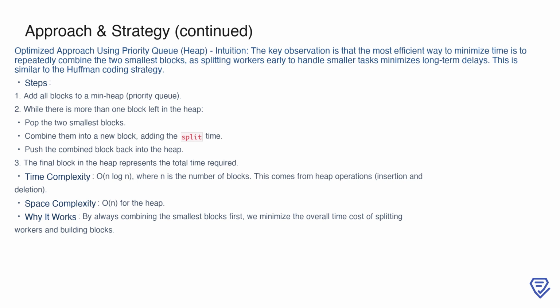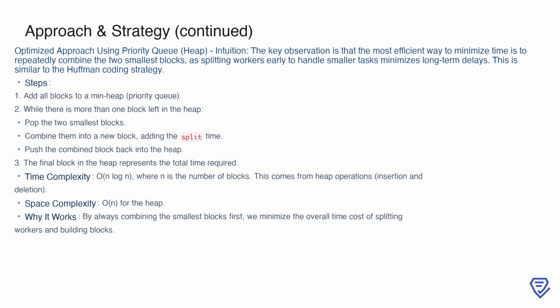The steps are straightforward. First, add all blocks to a min heap. Then, while more than one block remains, repeatedly pop the two smallest blocks from the heap, combine them into a new block while adding the splitting time, and push the combined block back into the heap. The process continues until only one block remains, which represents the total time required.